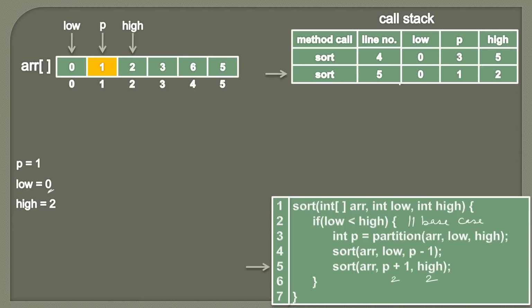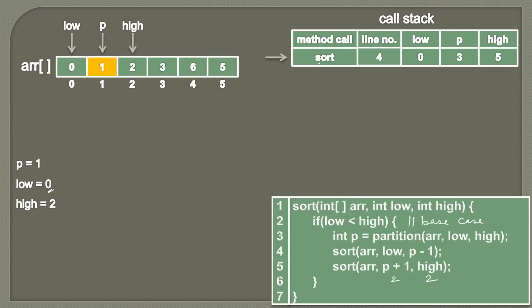So this sort method will also end and the execution point will reach this sort method because this sort method was actually being called by this sort method. So this method will be removed from the call stack. And when we had left this sort method, we had left at line number 4. So we start from line number 4. And at that moment value of low was 0, P was 3 and high was 5. So we give them their respective indexes. So this was the state when we had left this sort method.